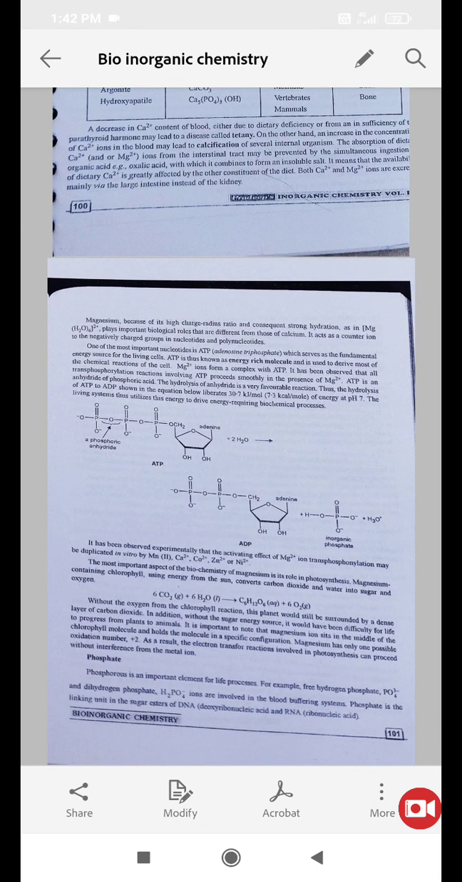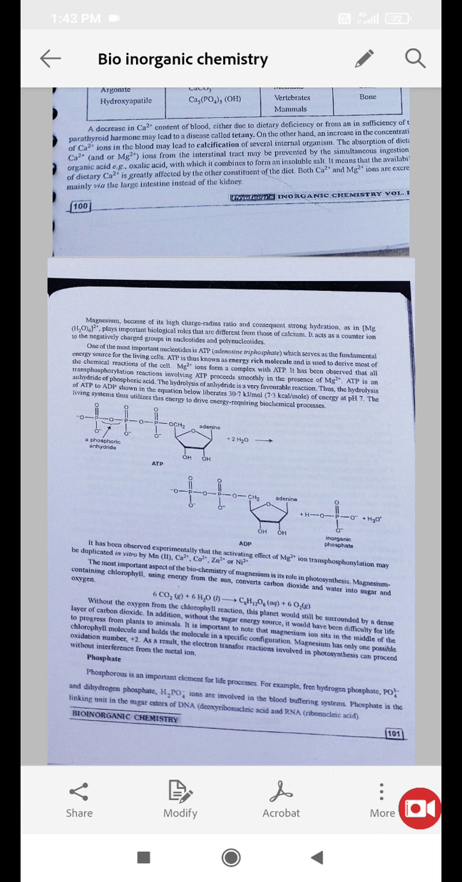Magnesium, because of its high charge to radius ratio and the consequent strong hydration, such as in the aqua magnesium ion, plays important biological roles that are different from those of calcium. It acts as a counter ion to the negatively charged groups in nucleotides and polynucleotides.